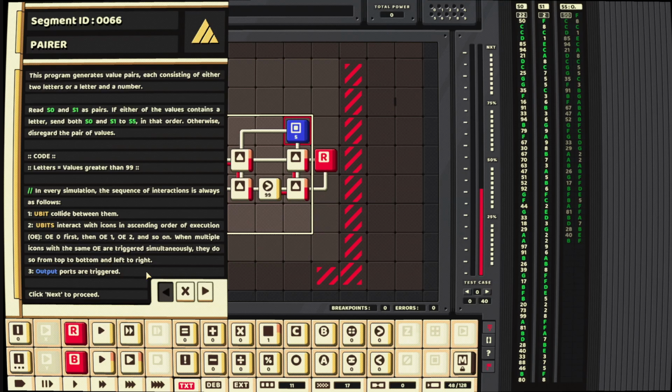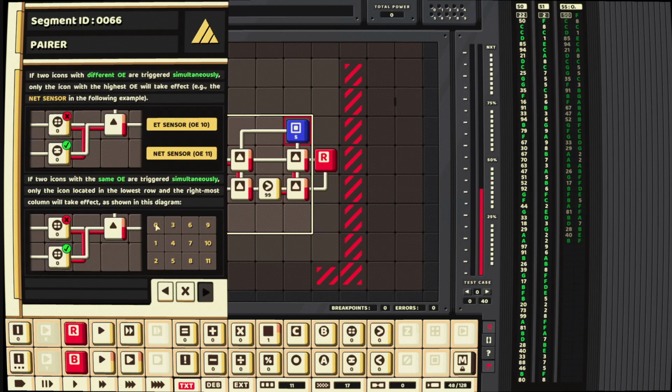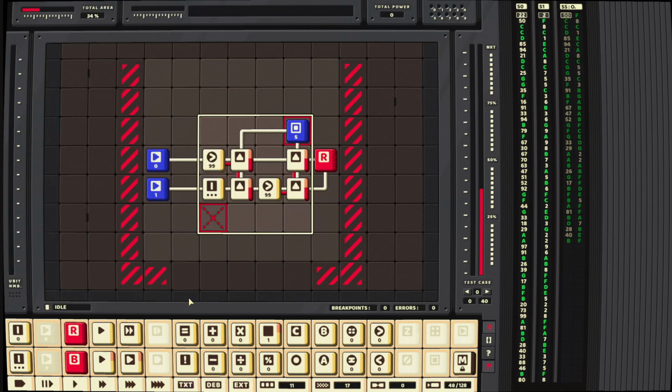Aha! Triggered from top to bottom and left to right. Yeah, okay. And then there's this diagram. Only icon in the lowest row and the rightmost column will take effect. So actually higher numbers in this chart win. Which means I'm already oriented correctly. I just need to have an OE tie, which I can certainly do.